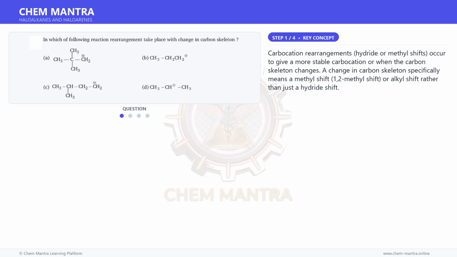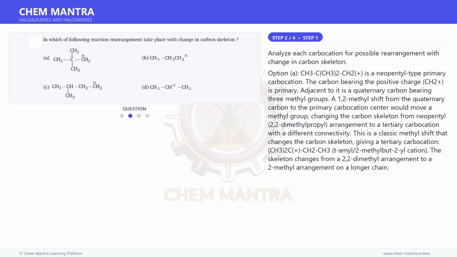Carbocation rearrangements, hydride or methyl shifts, occur to give a more stable carbocation or when the carbon skeleton changes. A change in carbon skeleton specifically means a methyl shift, 1,2-methyl shift, or alkyl shift rather than just a hydride shift.